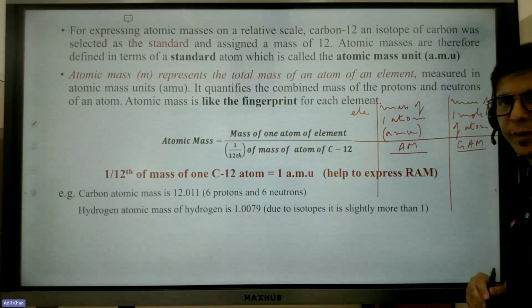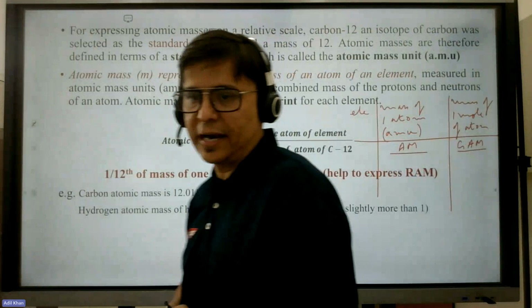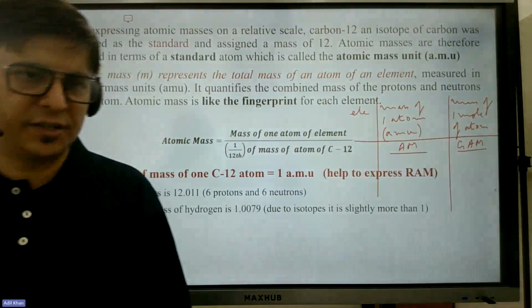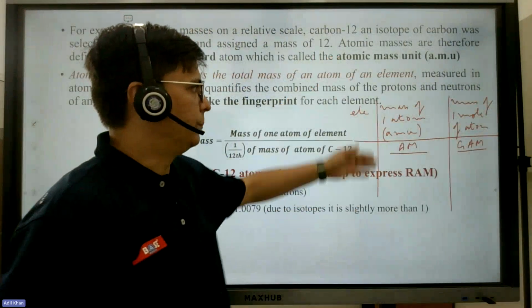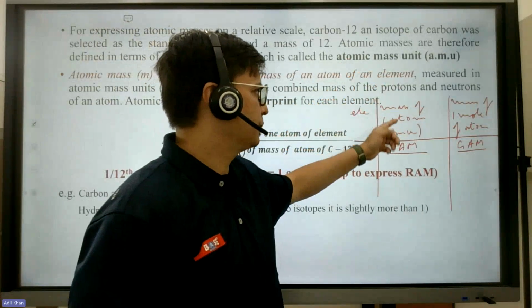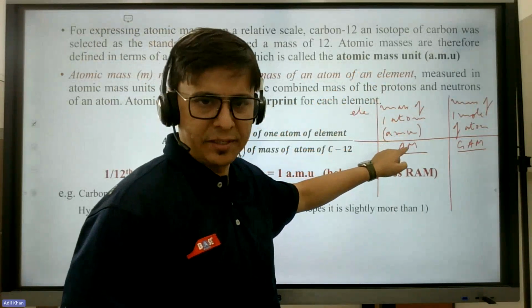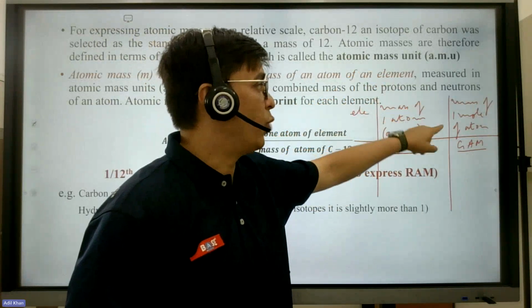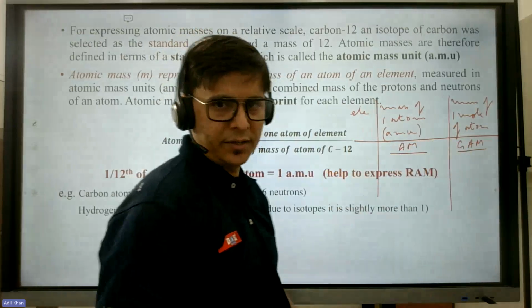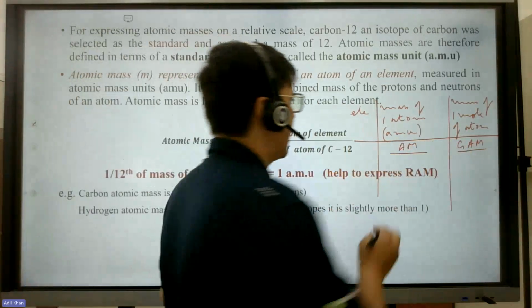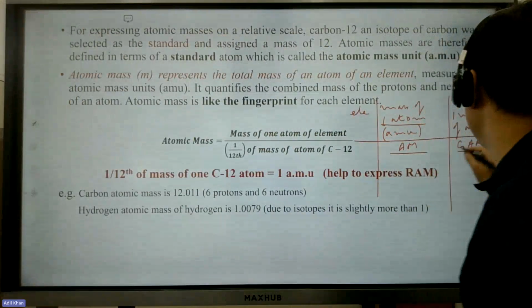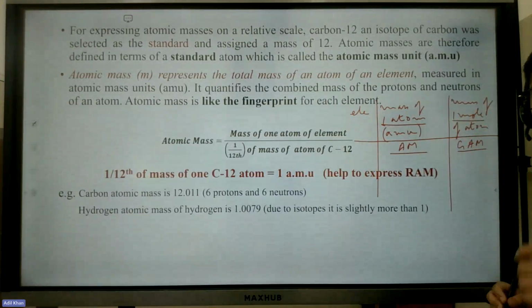So in future, you will be confused between atomic mass and gram atomic mass. Let me clarify now itself. Element column, mass of one atom, which is in AMU, is represented as atomic mass. Mass of 1 mole of atom is gram atomic mass. So here I am focusing on one atom. Here I am focusing on 1 mole of the atom.